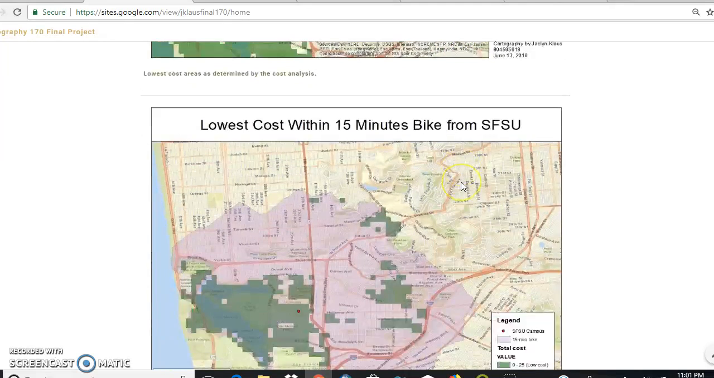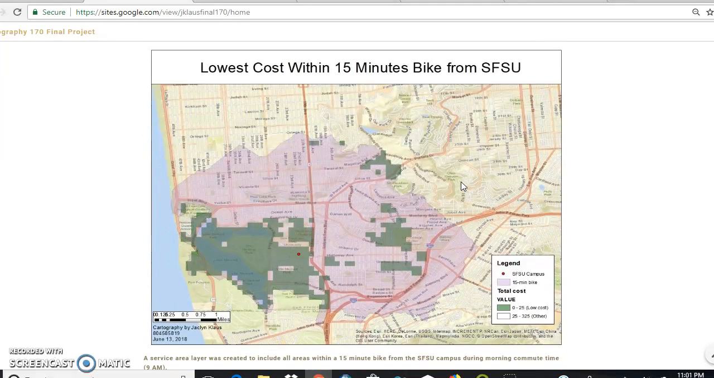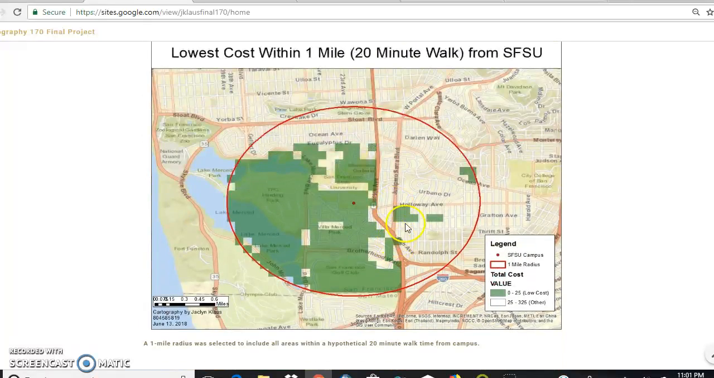Now we're overlaying the consideration of whether you can get there within 15 minutes of biking. I chose biking and walking because they're both sustainable, looking towards the future. We're trying to cut down on driving, we're going to cut down on traffic. It's most efficient for students. You can see that limits the areas to here. And then when you get to the walking distance, it's even more limited. So you're really looking at these two areas.